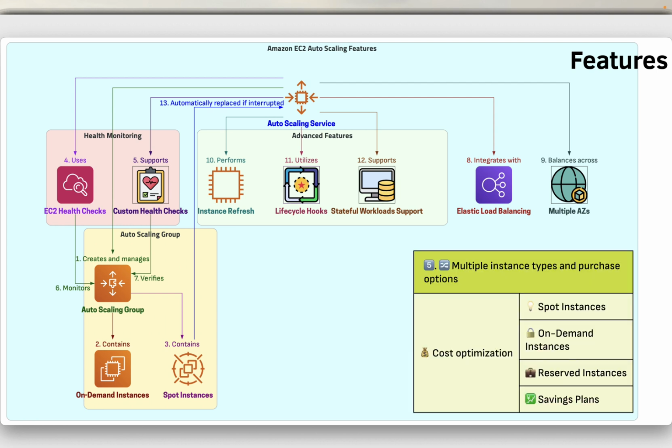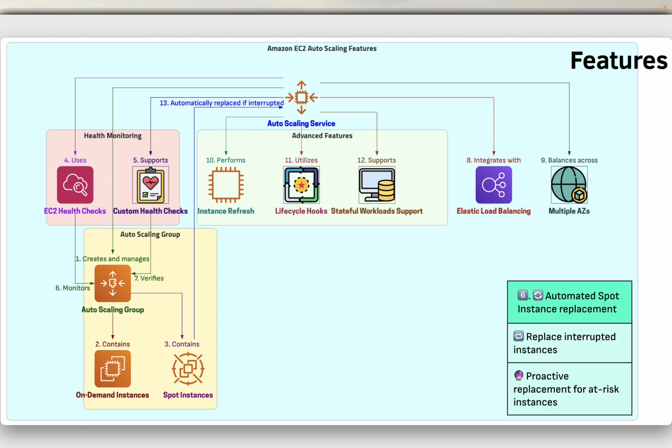Multiple instance types and purchase options. Within a single auto scaling group, you can launch multiple instance types and purchase options, which can be a mix of spot and on-demand instances, and that allows you to optimize cost through spot instance usage. You can also take advantage of reserved instance and savings plans discounts by using them in conjunction with on-demand instances in the group.